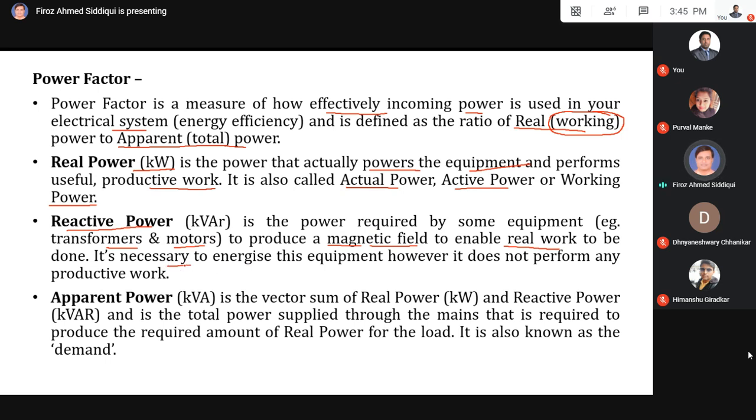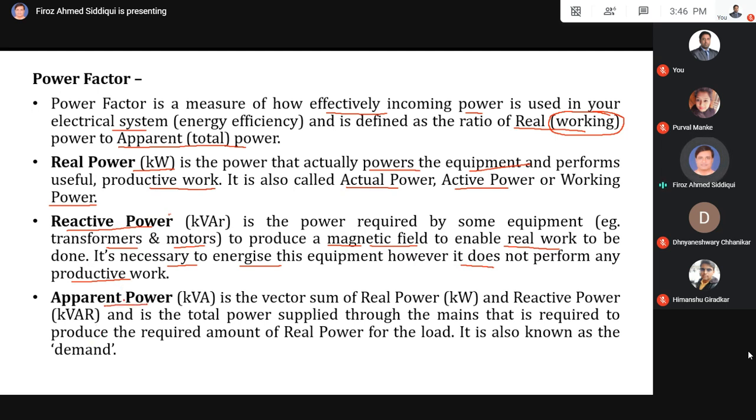So it's necessary to energize this equipment. However, it does not perform any productive work. So reactive power is necessary to perform the productive work, but it is not directly utilized in the productive work. This power is not directly utilized in the productive work, hence it is called the reactive power.